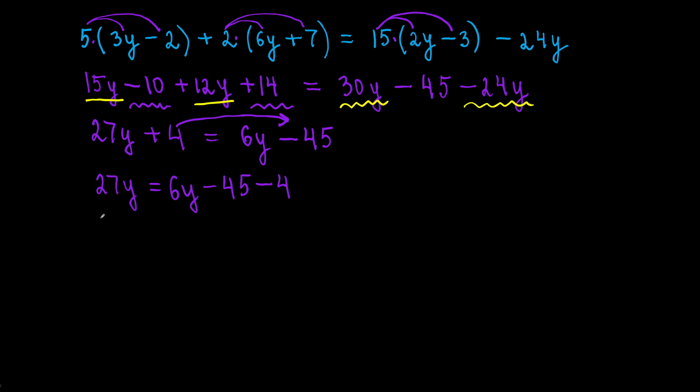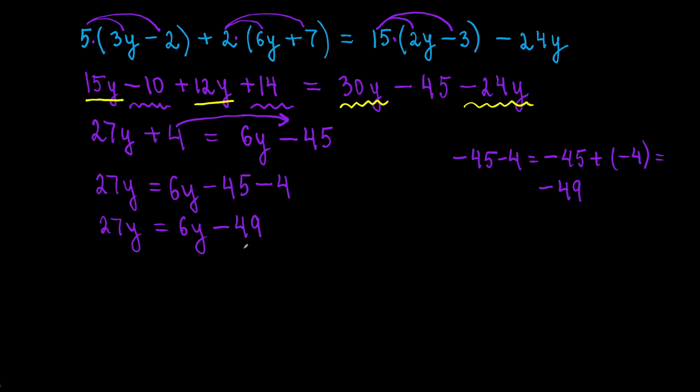Now let's simplify. 27y is equal to 6y minus 45 minus 4. What is it? Negative 45 minus 4. It is negative 45 plus negative 4. So you are actually adding two negative numbers together. It will be negative 49. So be careful here. So we have 6y minus 49.